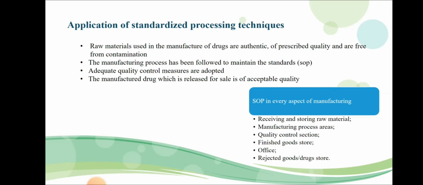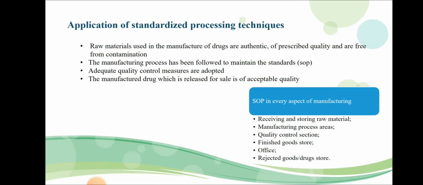Next is the application of standardized processing techniques. These can be studied under the purview of good manufacturing practices, GMP. GMP are the testing and production practices that ensure a quality product. The objectives of GMP are to ensure that raw materials used in the manufacture of drugs are authentic, of prescribed quality and free from contamination. And GMP ensures the manufacturing process has been followed to maintain the standards.